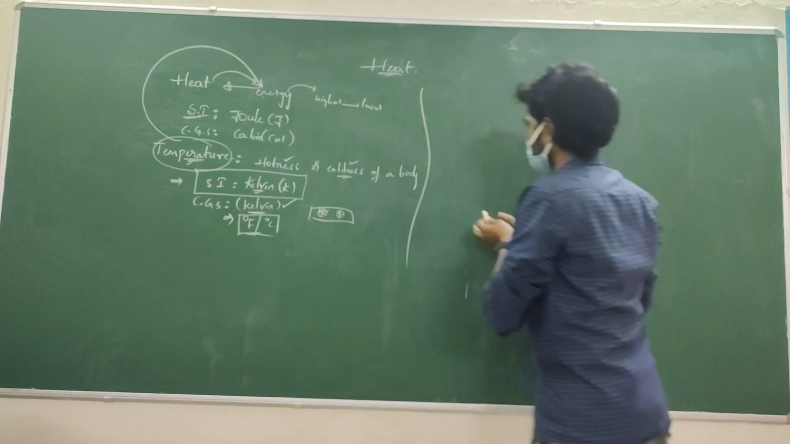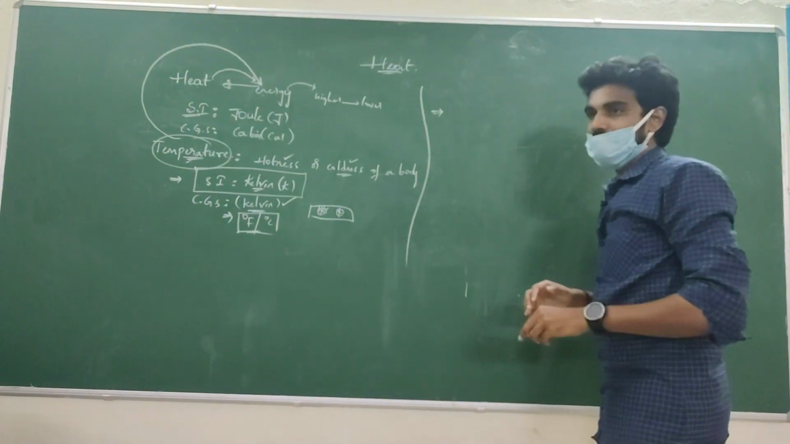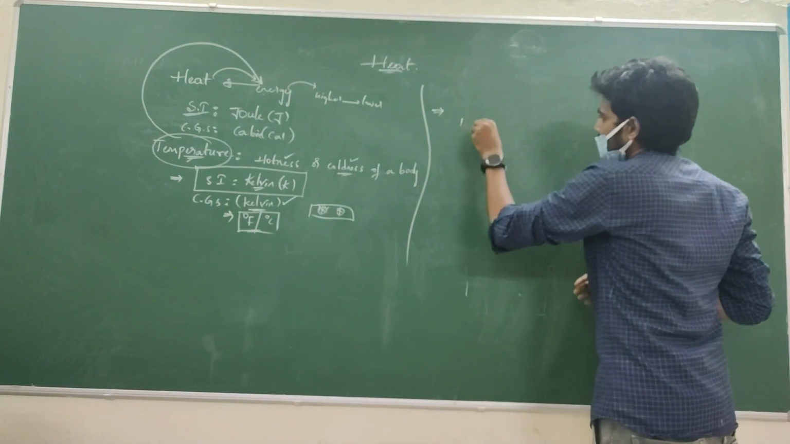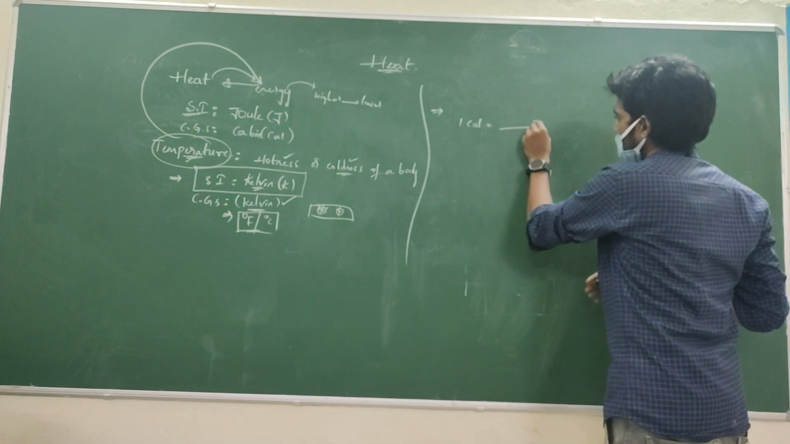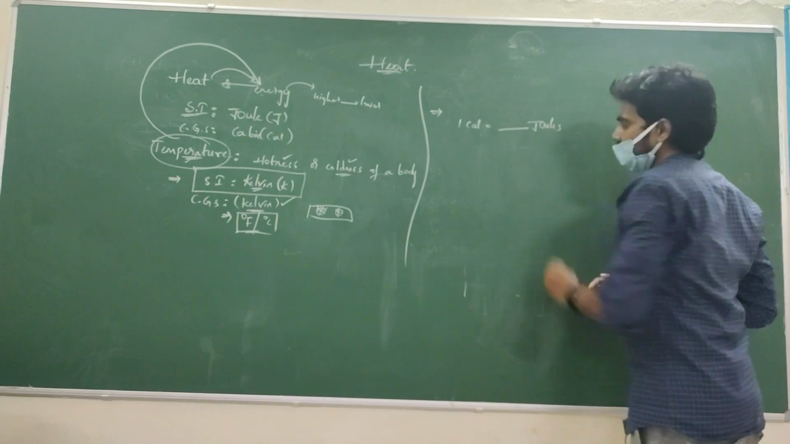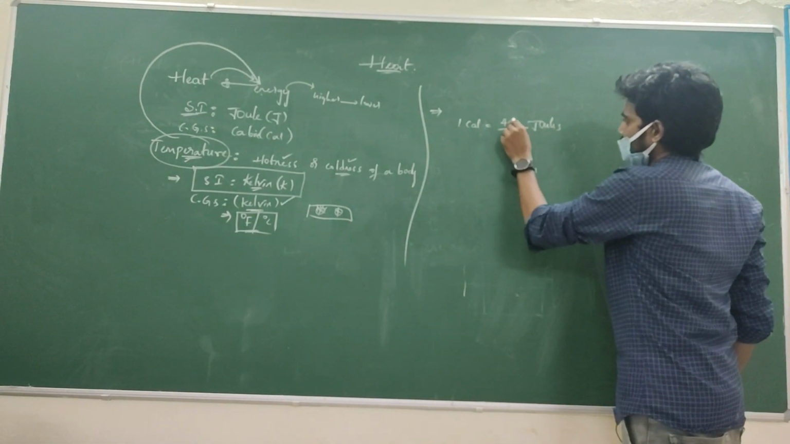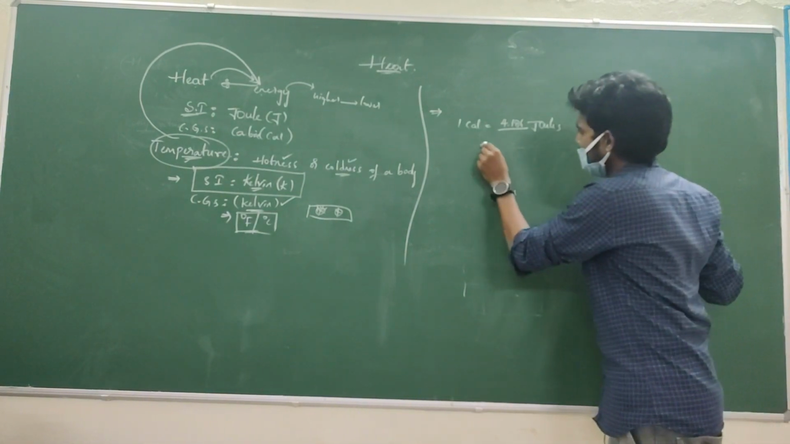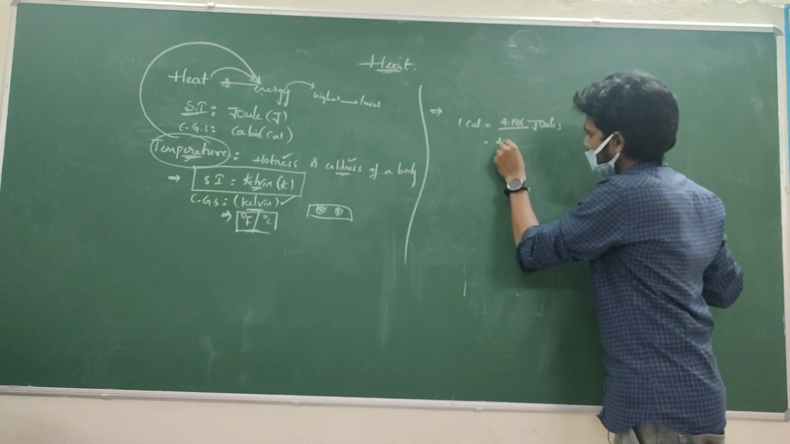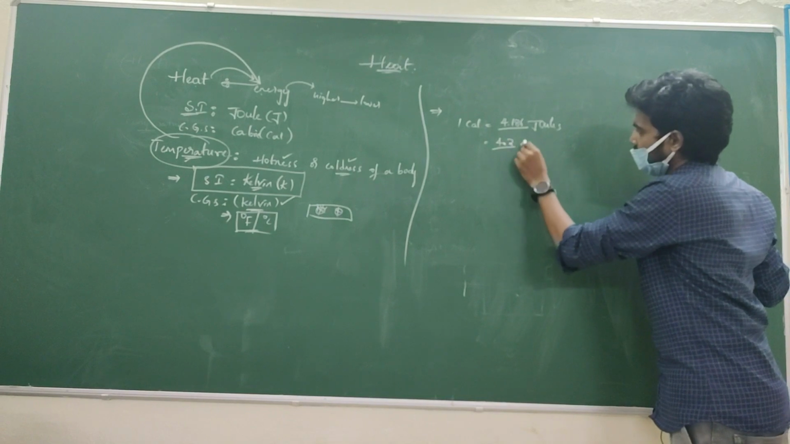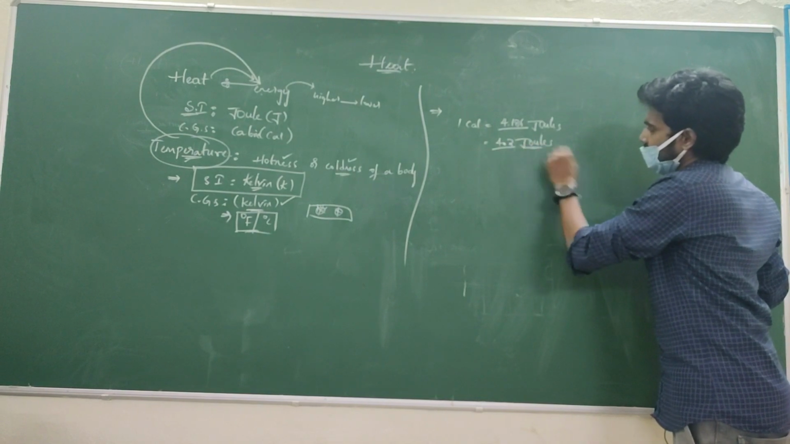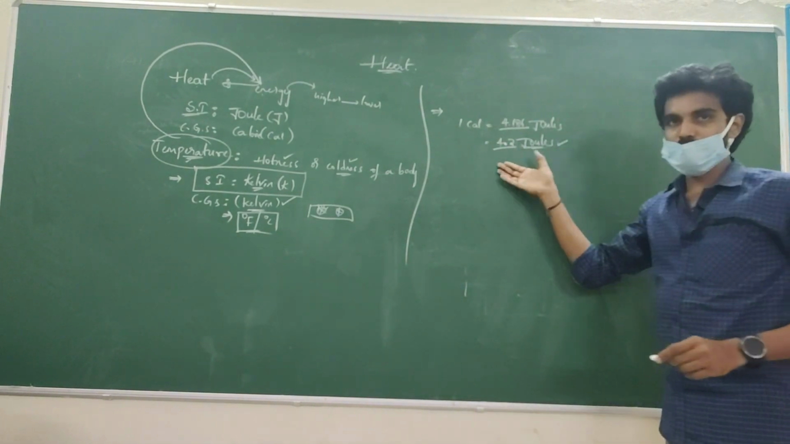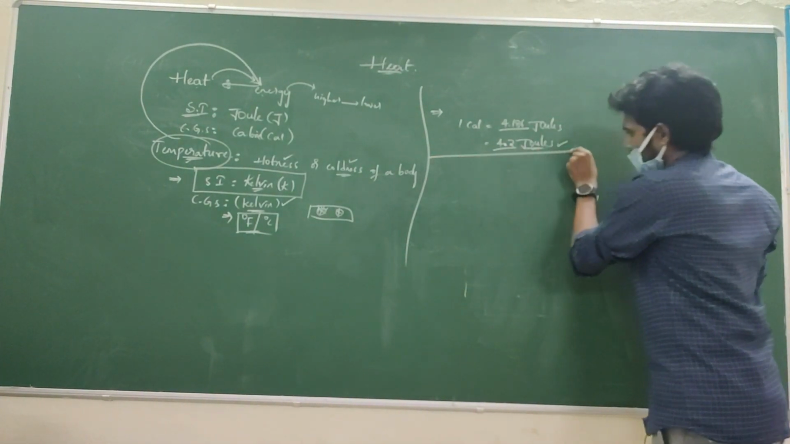Right. Now, if anyone asks you what is the relation between the calorie and the joule, right? So 1 calorie is equal to how many joules? 4.186 joules. In general, it should be written as 4.2 joules. Yeah. So the relation is very simple. 1 calorie is equal to 4.2 joules. Okay. It is very important.